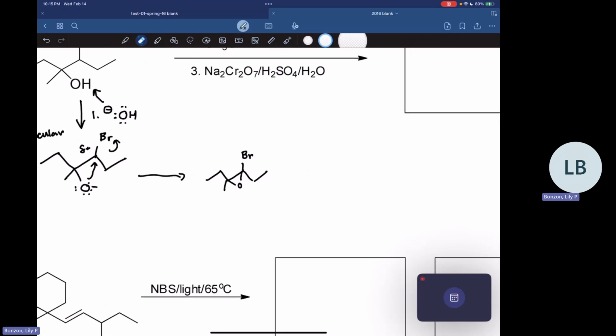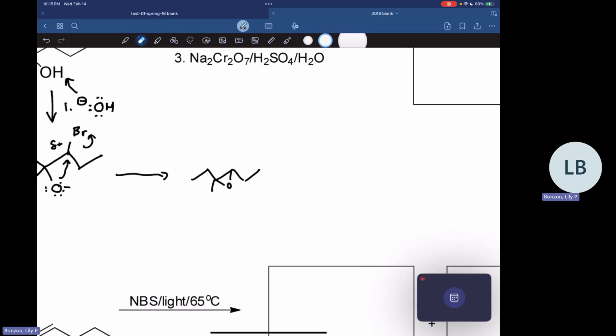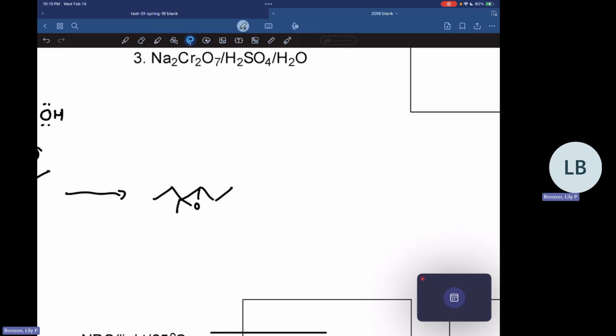Sorry, the bromine is not supposed to be there. Get out of here. Okay, so we've got our epoxide formed now. And so now what we can do is we can go on to the next reaction.